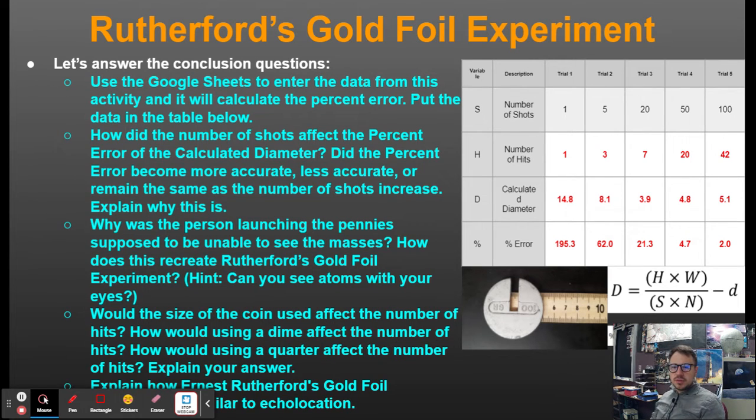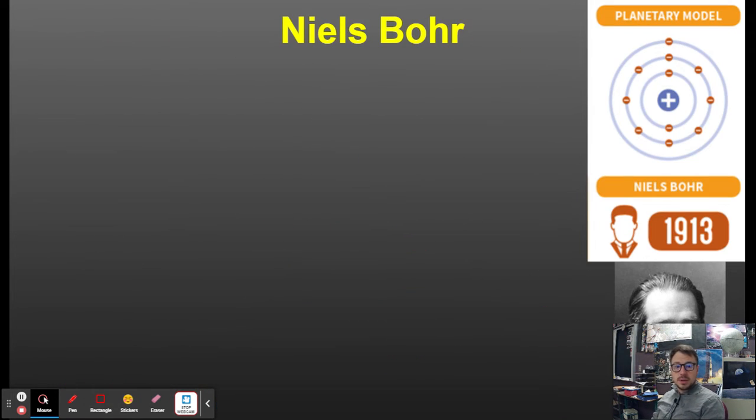And explain how Ernest Rutherford's gold foil experiment is similar to echolocation. With echolocation, you're not really seeing anything. You're just bouncing sound off and being able to respond to that. It's just a different stimulus, being able to react to it. That's what the gold foil experiment was.